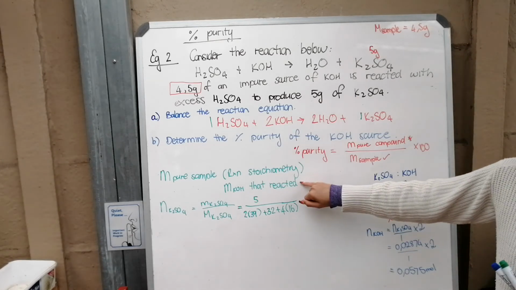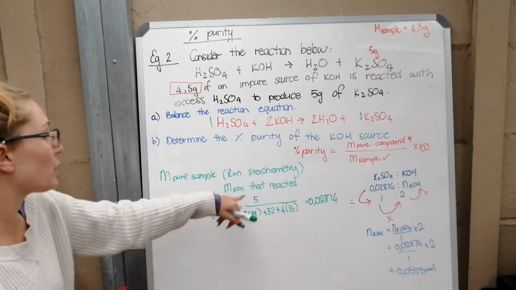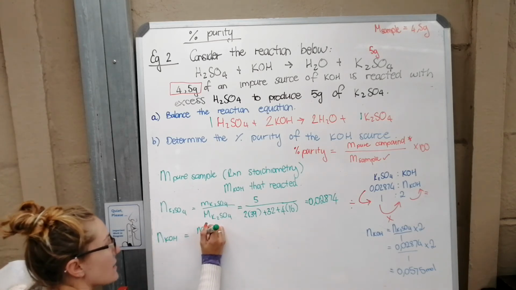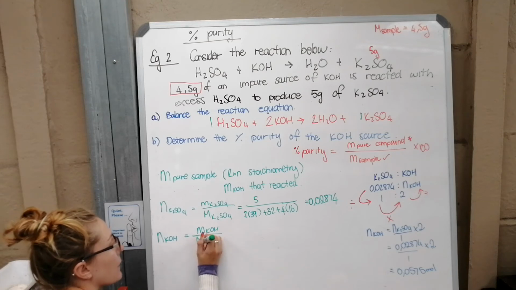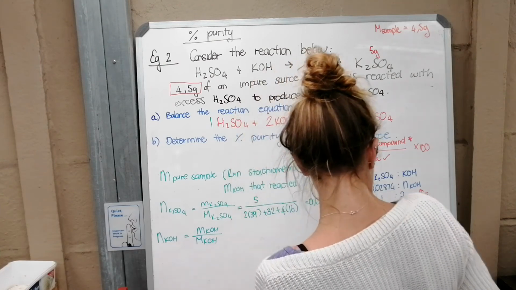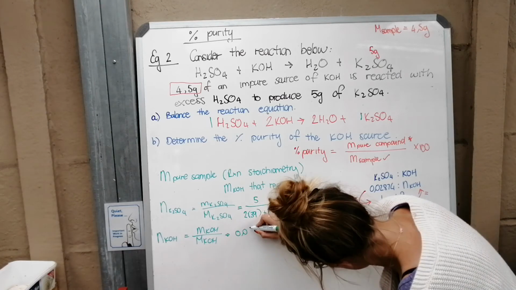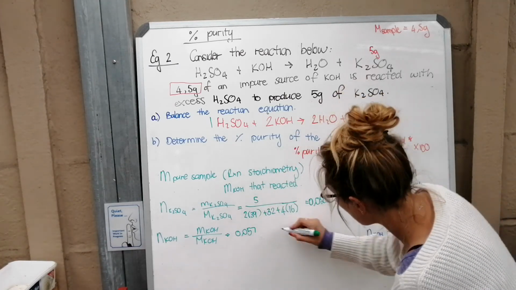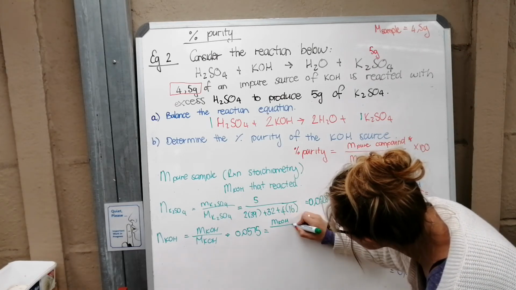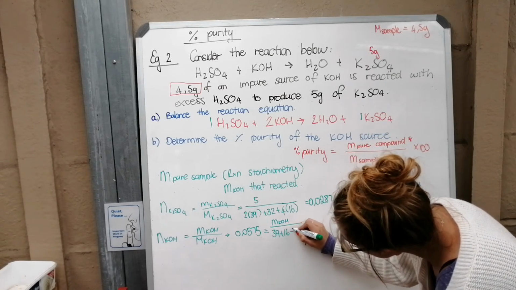Let's check. That's not what we want. We want the mass of potassium hydroxide. So we're going to do this formula again, but now we do it for potassium hydroxide. So number of moles of KOH is equal to mass of KOH divided by molar mass of KOH. Okay, so we know moles is 0,0575, equals mass of KOH is what we're after. Molar mass of KOH is going to be 39 plus 16 plus 1.